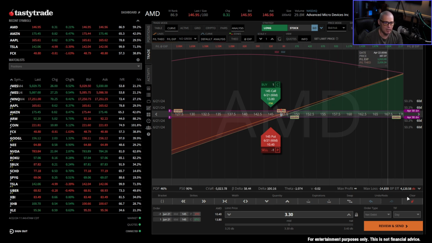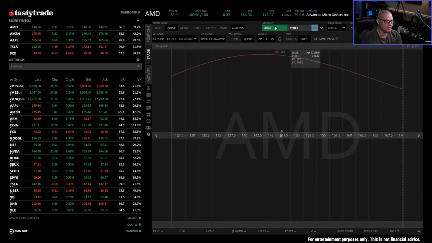The difference is, look at the buying power reduction. Before it was $7,300, now it's only $4,100. So this is called a synthetic long. Now there is also a synthetic short.